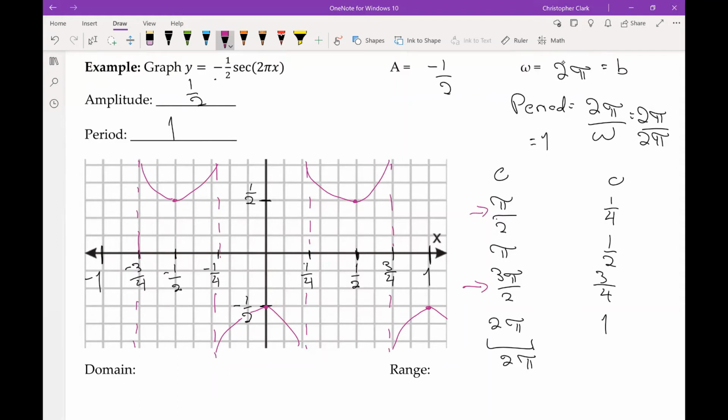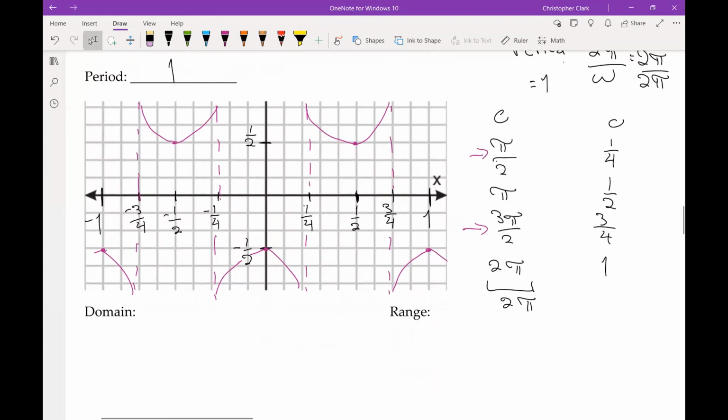And down here, it'll open downward. And so that is what the graph looks like. The domain in this case is going to be all real numbers minus n over 4, where n can't be equal to 1 or negative 1. It can't be equal to 3 or negative 3, so we'll do it like this: dot, dot, dot, negative 3, negative 1, 1, 3, dot, dot, dot.